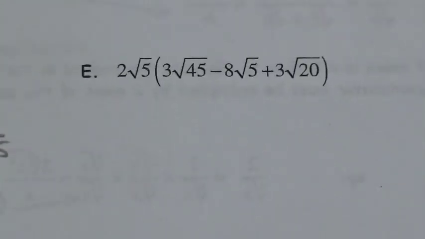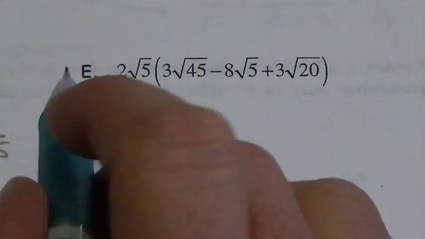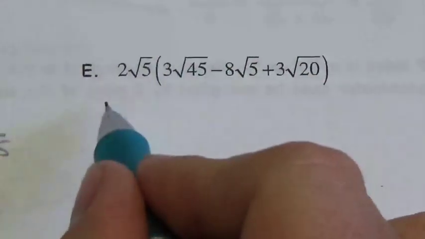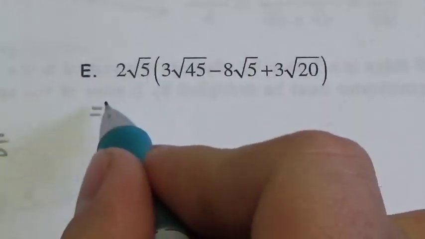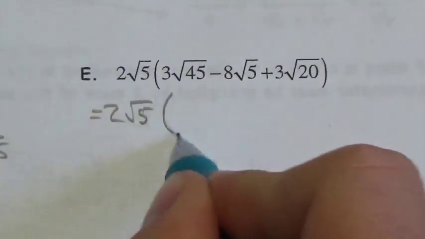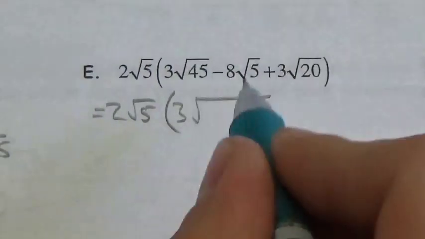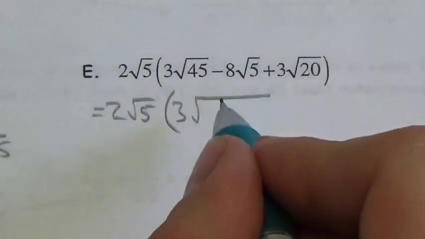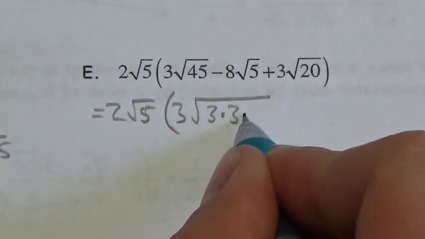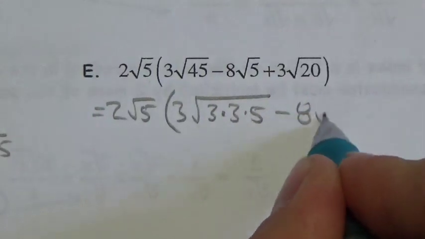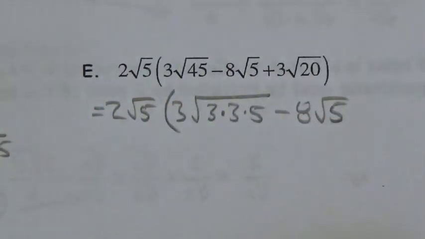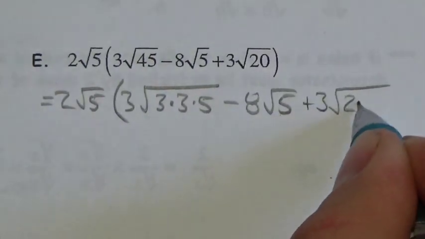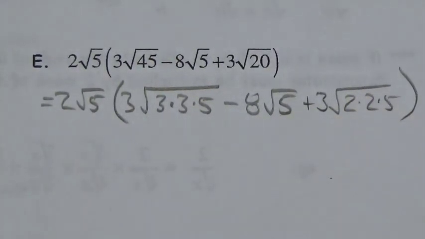All right, next. Okay, similar sort of question here. There's going to be some distribution. There is only one term here. Okay, at this point, the way it's written, this is a monomial. I've got to do some simplifying though. 5 is a prime factor. 45 isn't though. It's divisible by 5 and 9. So it's going to be 3 times 3 times 5. 8, 5 is a prime factor, so that's as good as that's going to get. And then 20, we've played with 20 before. That's 2 times 2 times 5.